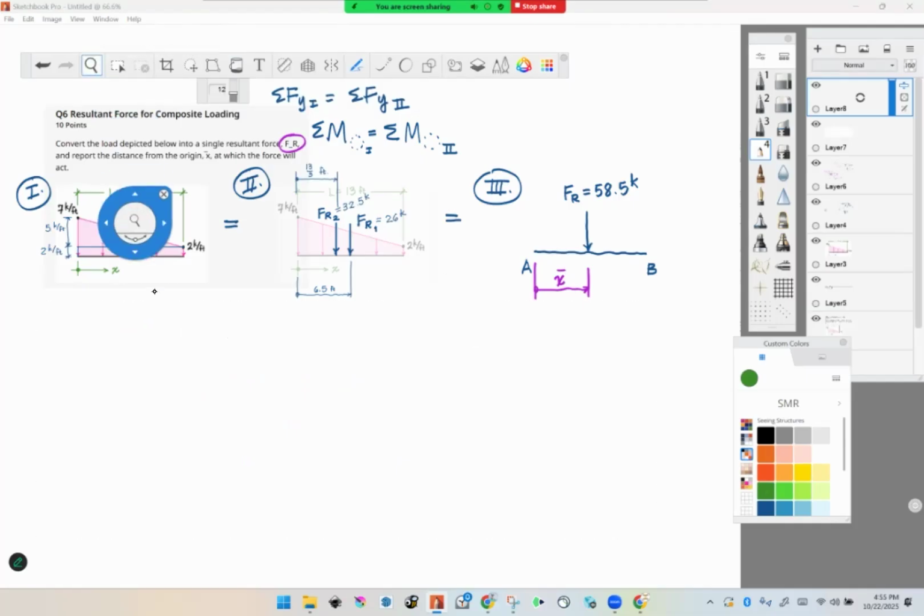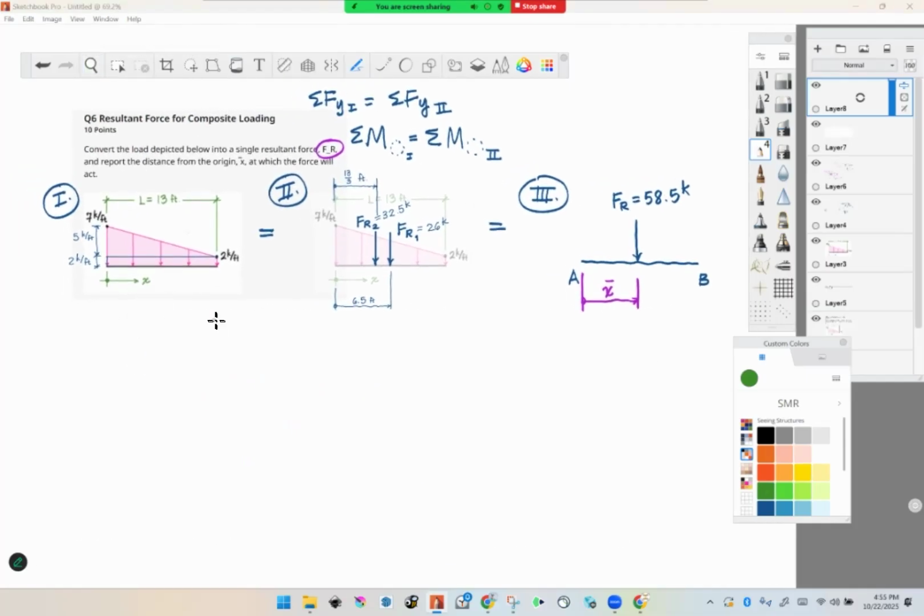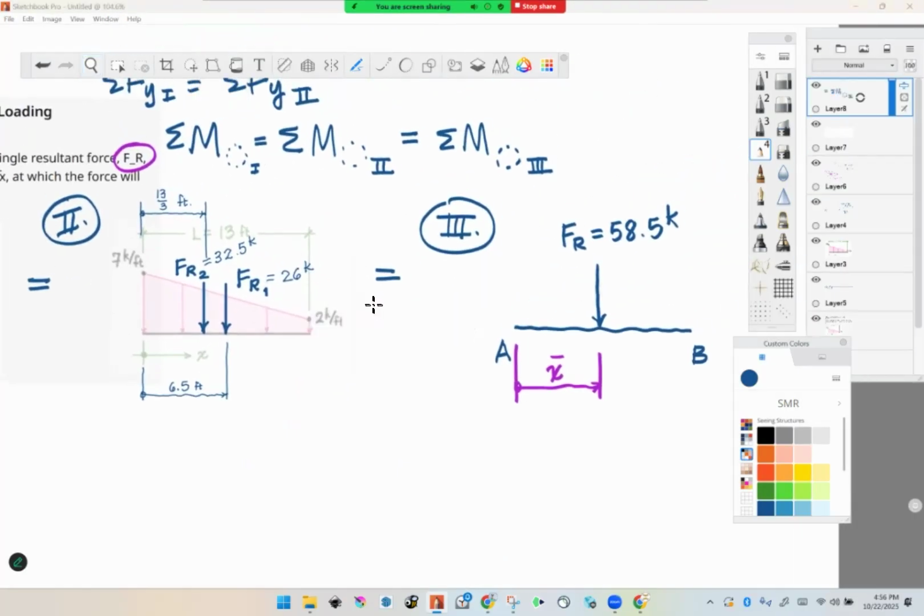Right, I'll switch over to green. So I want to use this moment summation. This is a static equivalency, which means the tendency to rotate about an axis in system 1 matches the tendency to rotate in system 2. And in our case, it also matches the tendency to rotate about the same axis in system 3. So I'm going to look at systems 2 versus 3, and I'm thinking the origin, actually it's labeled A, so I'll stick with A.